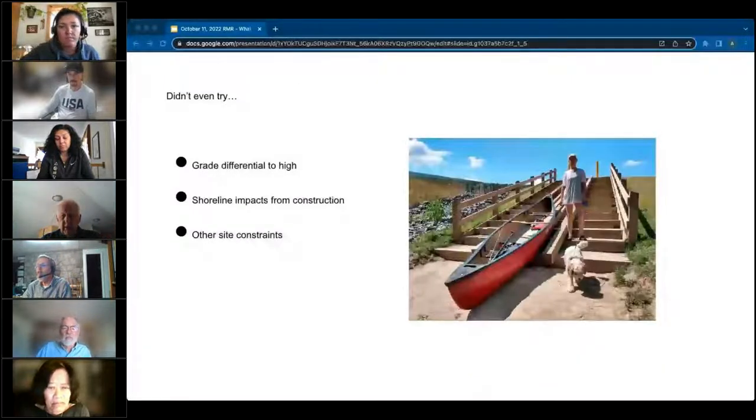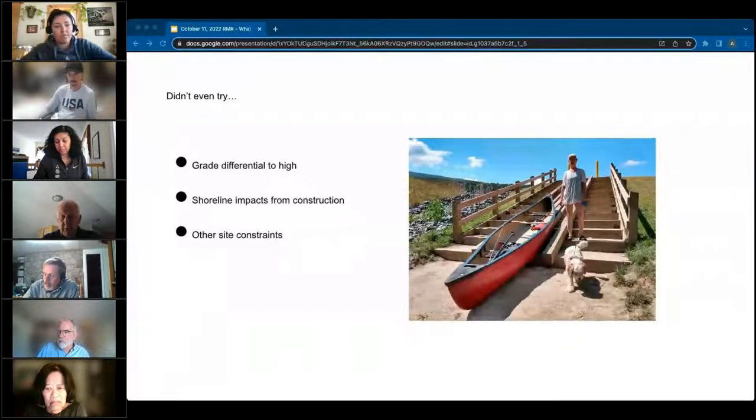This image shows, sorry for the print, we've had trouble with formatting here, but this is an example where they didn't even try to conform to ADA or anything like it. These are steps. Without being critical, this is a Virginia Department of Game and Inland Fisheries project. There could be budgetary constraints, or most likely, just the grade differential is too high.